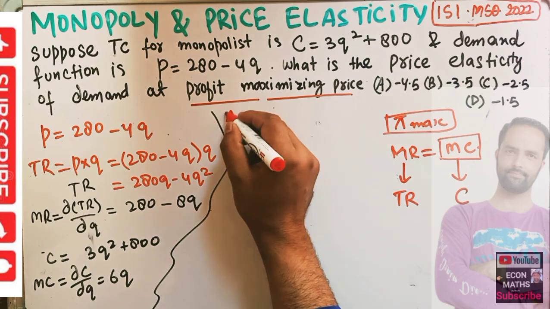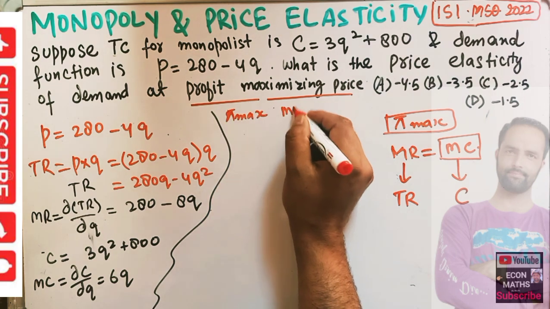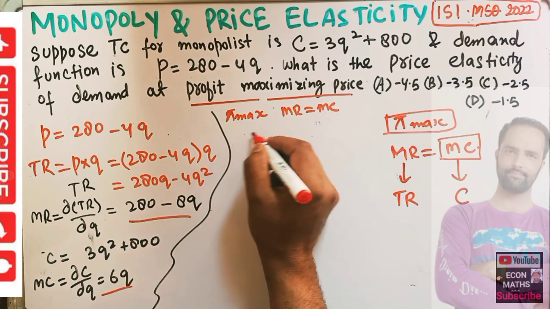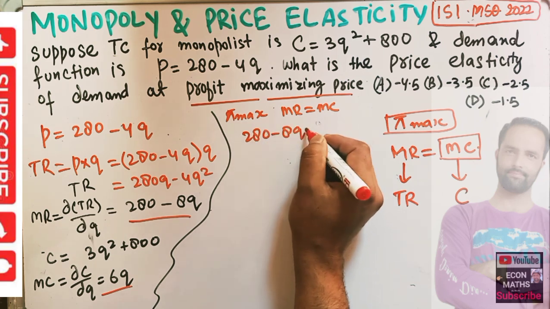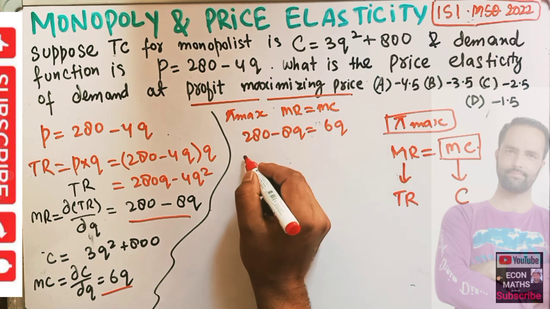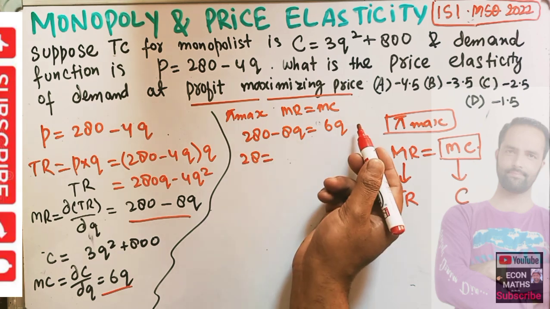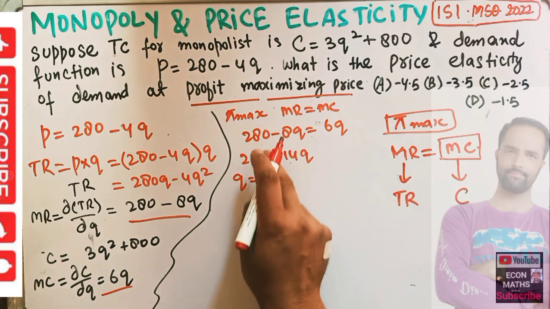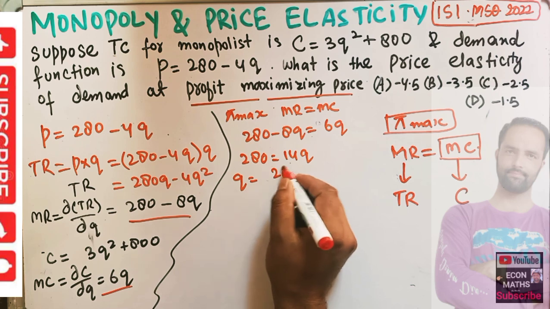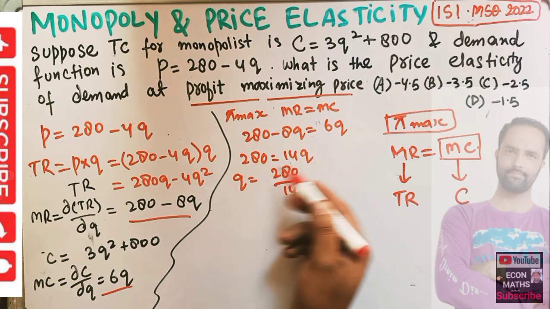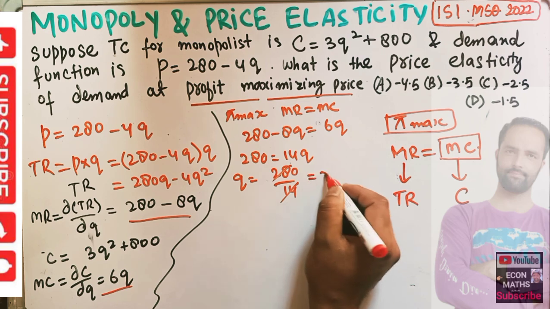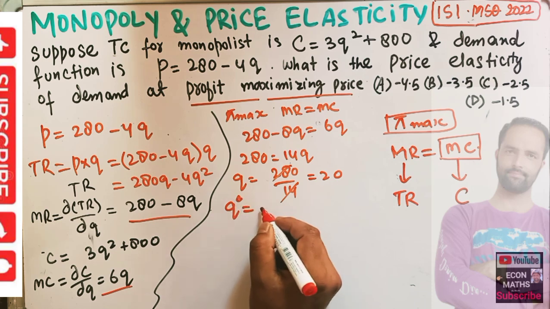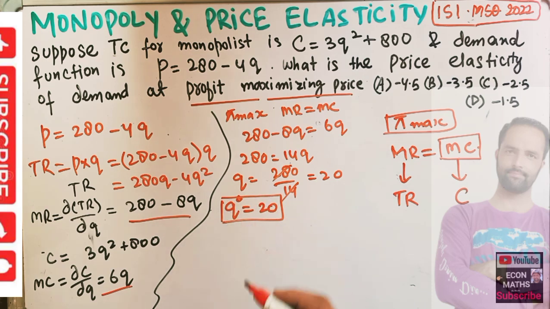Now what is our profit maximization condition? Our marginal revenue should be equal to marginal cost. Marginal revenue is this, marginal cost is that. So 280 - 8Q equals 6Q. That means 280 is equal to, transposing this here, 14Q. Which means Q is equal to 280 upon 14. 14 ones are 14, 14 twos are 28, so 20 will be our profit maximizing quantity. Now we got the profit maximizing quantity.